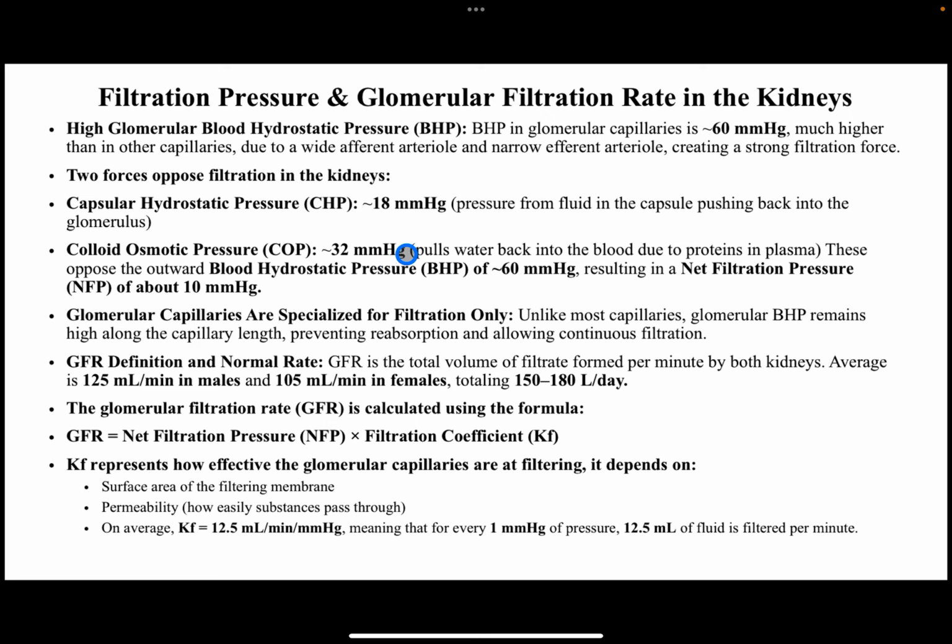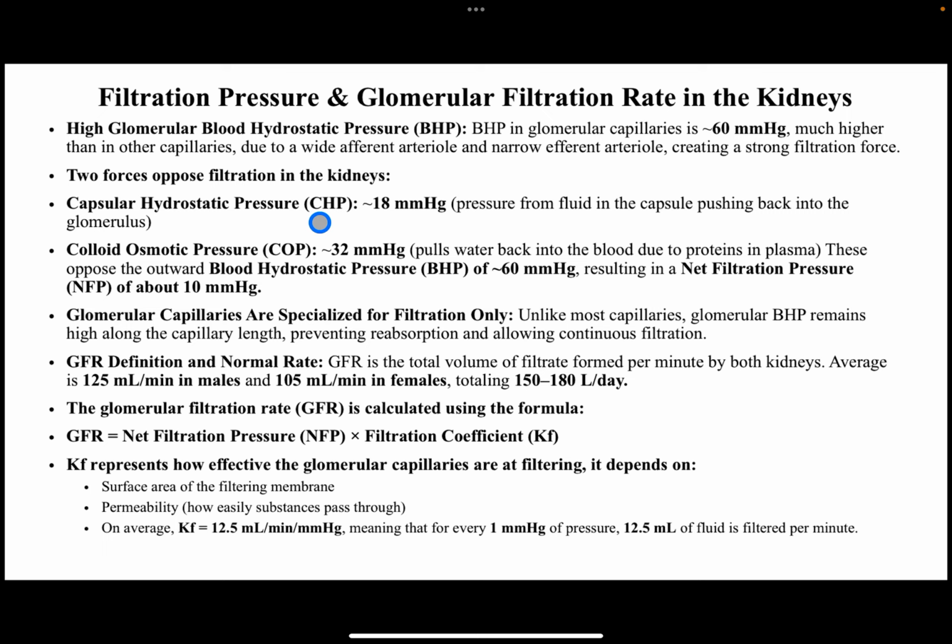Now, for anatomy, the key thing is not for you to know the values, but for you to be able to tell where we have the glomerular blood hydrostatic pressure. The glomerular blood hydrostatic pressure is within the glomerulus. It's coming from the efferent arteriole towards the glomerulus. Where do we have the capsular hydrostatic pressure? Within the Bowman's capsule, where that pressure is pushing the fluid within the Bowman's capsule back into the glomerulus.